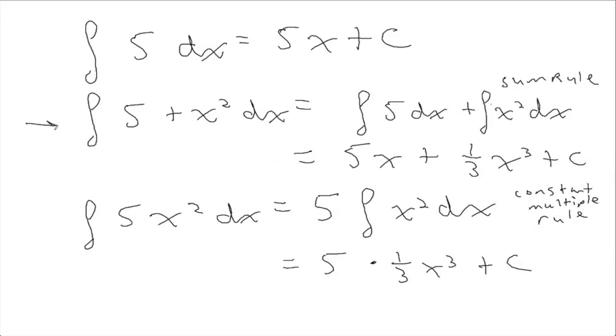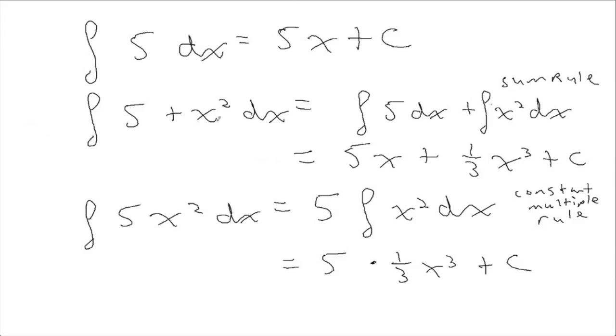So to review, in this example, are we actually going to take the antiderivative of the 5? No. Actually, in this example, we did. Antiderivative of 5 is 5x. In this example, we did take the antiderivative of the 5 because this was a sum. But in this example, we don't take the antiderivative of the 5 because it's a constant multiple instead.